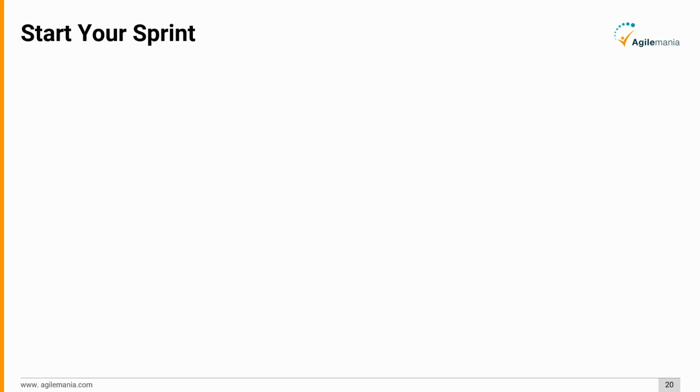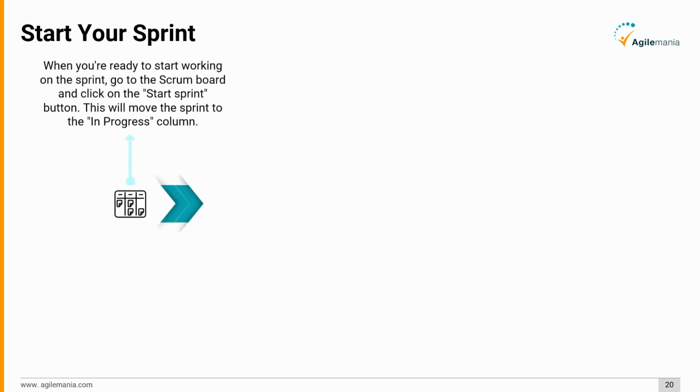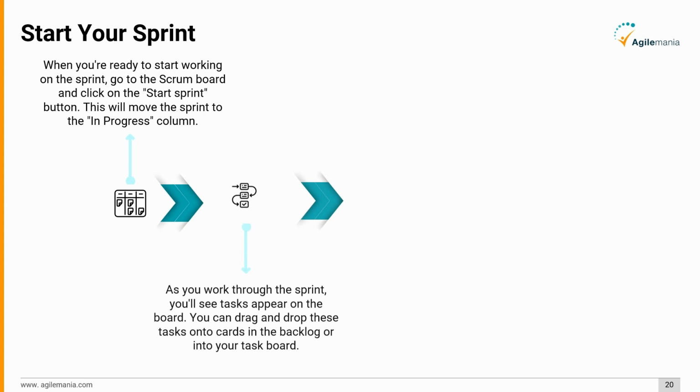Finally, now you can start your sprint. When you're ready to start working on the sprint, go to the Scrum board and click on the Start Sprint button. This will move the sprint to the In Progress column. As you work through the sprint, you'll see tasks appear on the board.